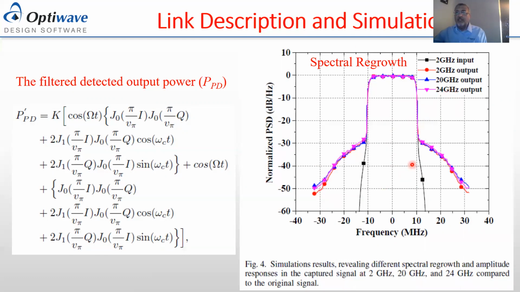Now, this part here shows you the original signal, which is a 2 gigahertz input signal. And because of the nonlinearity of the system, you're going to see the spectral regrowth around the signal, causing distortion in the system. So this is something which you're going to be concentrating on in this part of the presentation.